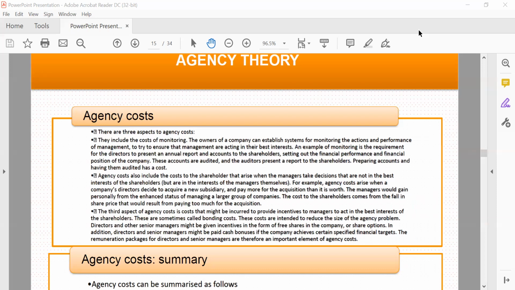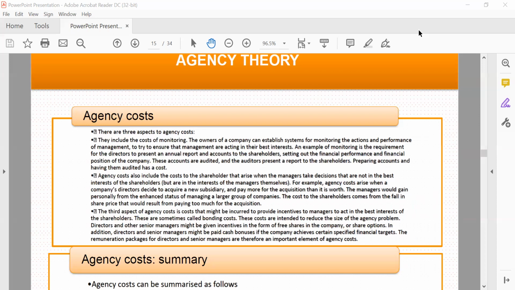But the cost to the shareholders would be that the share price would fall because the valuation of that new subsidiary was incorrect, because managers paid higher than they were supposed to. They did not pay the actual worth of the new subsidiary. So that's a cost that is related to the fact that managers were not acting in the best interest of shareholders.